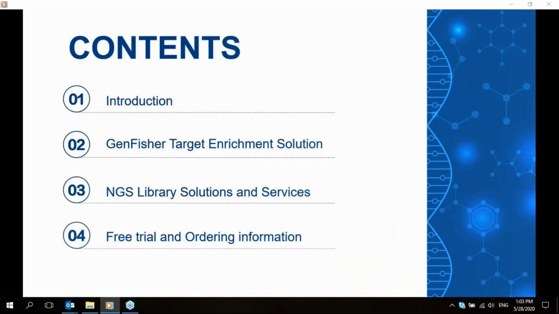Here is the outline of my presentation today. I will start with some broad introduction on next generation sequencing, or NGS, and Targeted NGS. I will then introduce our unique solutions and positions and how we might help you tackle your research problems better. This includes our GenFisher Target Enrichment Solution and our NGS library preparation solutions for Illumina platforms. If any of these products interest you, please go check them out on our website, as we are running a free trial program that is first come, first serve based.